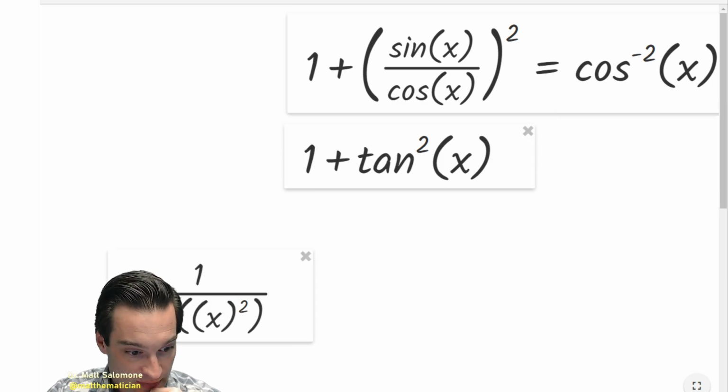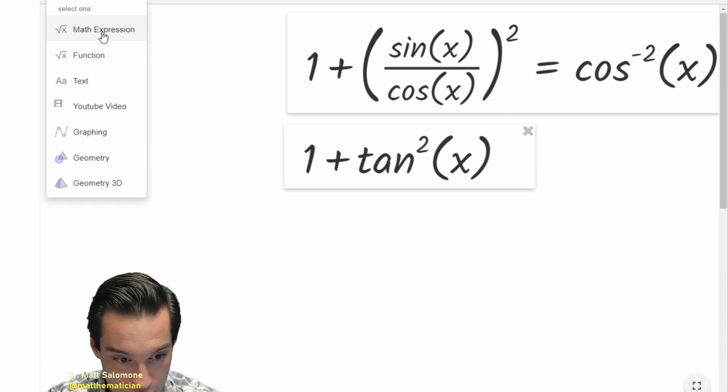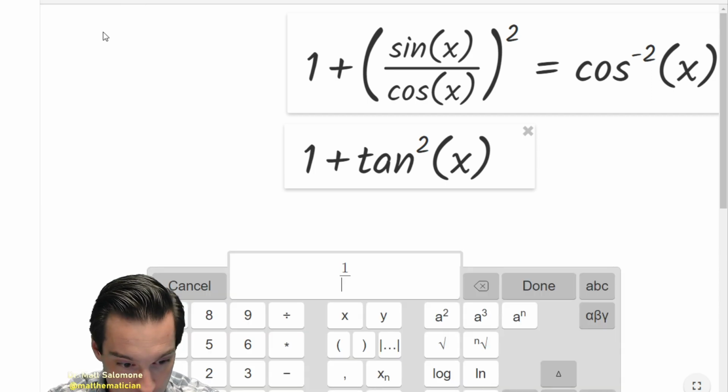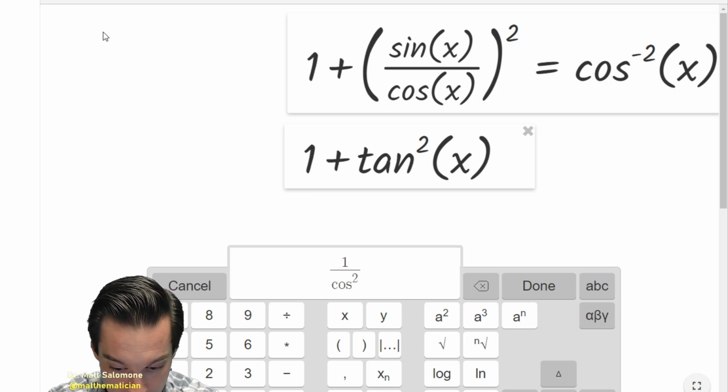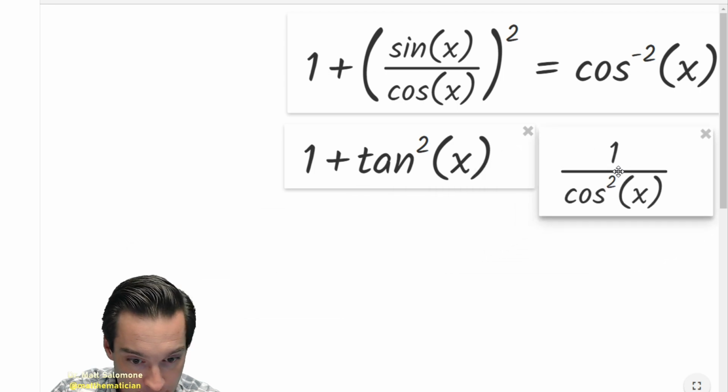Oops, I'm sorry. Don't want to confuse things here. That's 1 over cosine squared, 1 over cosine squared of x. There we go. That's what I wanted.